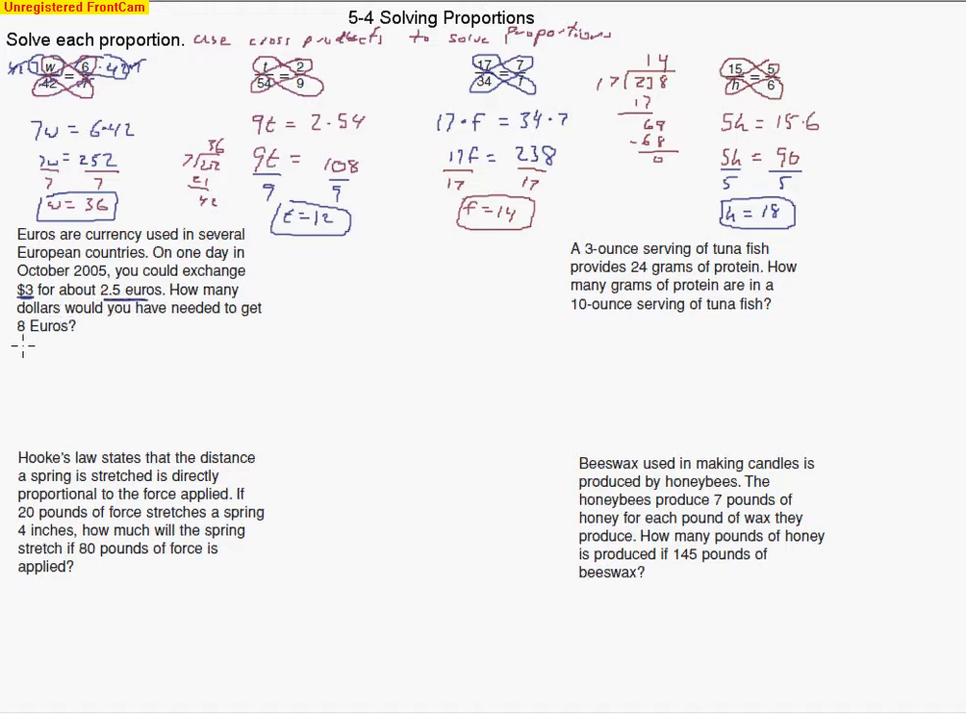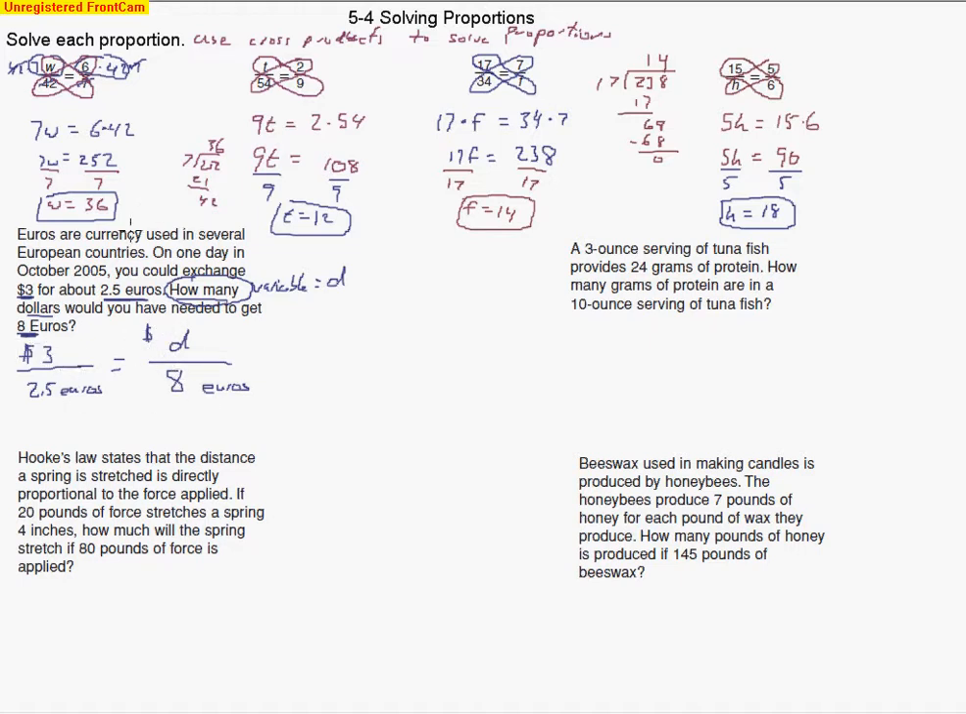So what we're going to do is write a proportion. When we do that, we're going to have the same units in the same location of the fraction. So $3 on top and 2 5/10 euros on the bottom. Now when I write the next fraction, it's got to be exactly the same, so I'm going to have dollars on top and euros on the bottom. So let's see what it says. How many dollars? Okay, this is the question. So this is the variable right here. We don't know the number of dollars, so let's call the variable D for dollars. So D dollars would you need to get 8 euros. So 8 euros goes here. Notice that the units all match: dollars on top, euros on the bottom.